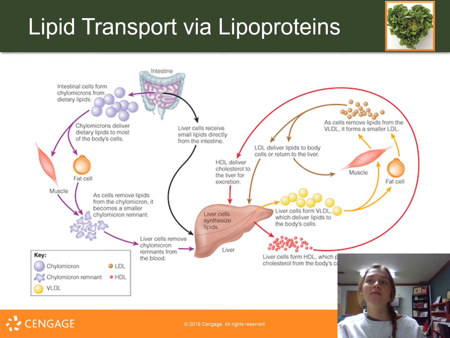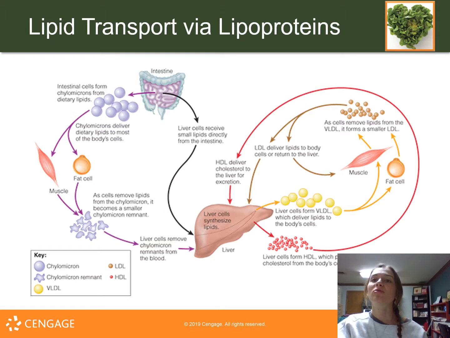Or they'll deliver even more of its lipids to the body cells, like the muscles. And the liver cells that form the VLDL either go to fat cells or muscles. With liver cells, the small intestine absorbs the fat and the lipids, and chylomicrons take it and deliver it as dietary lipids to most of the body cells through that transport. And it will go also to muscle and fat cells that we talked about.